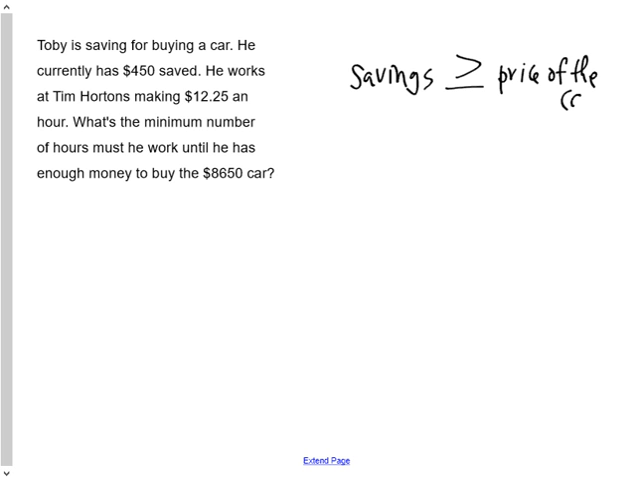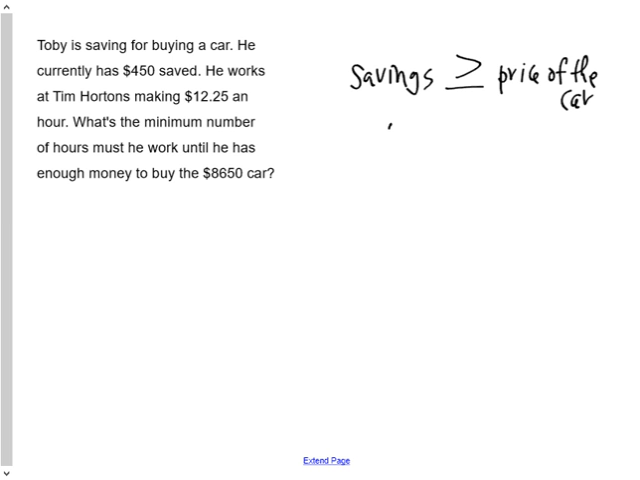So before I start really putting in expressions, I want to get my head around what I want to do. So I'm going to physically write his savings must be greater than or equal to the price of the car. That's my first step. The second step is to figure out how much he's going to save.